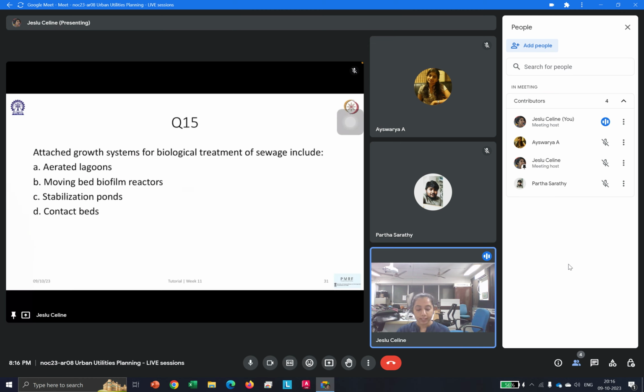Question 15. Attached growth systems for biological treatment of sewage include which of the following? Aerated lagoons, moving bed biofilm reactor, stabilization ponds, and contact beds. So this is again directly from the theory only. Any guesses for this one? Okay, so for attached growth systems, the biological treatment involves contact beds.